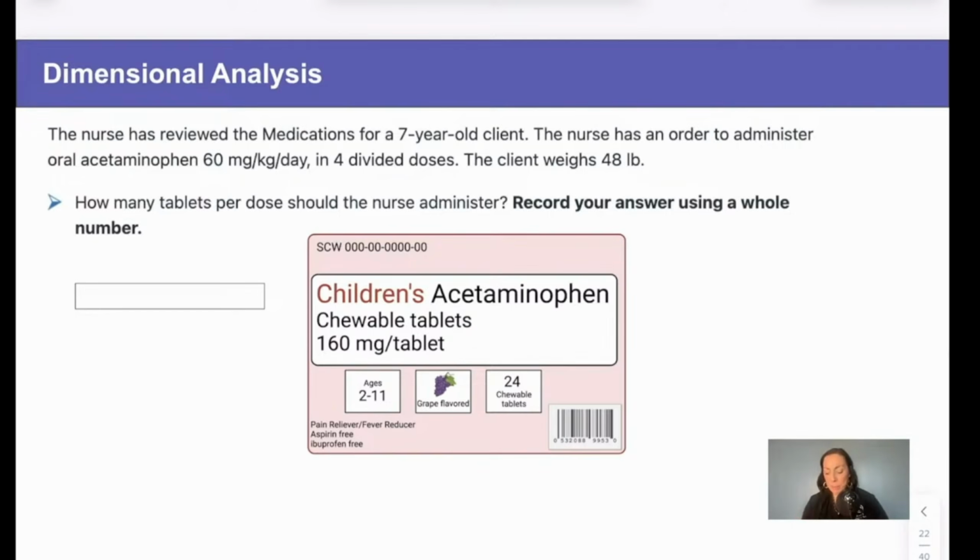In this problem, we see that the nurse has reviewed the medication for a 7-year-old client. The nurse has an order to administer oral acetaminophen for 60 milligrams per kilogram per day in 4 divided doses, and the client weighs 48 pounds. So we need to figure out how many tablets per dose the nurse should administer, and we're going to record using a whole number for this.